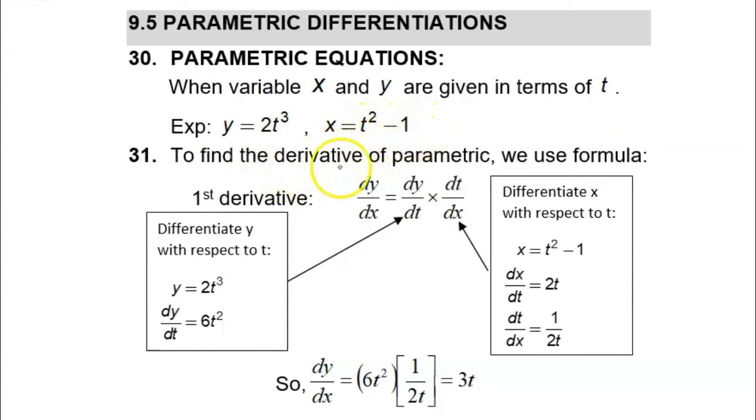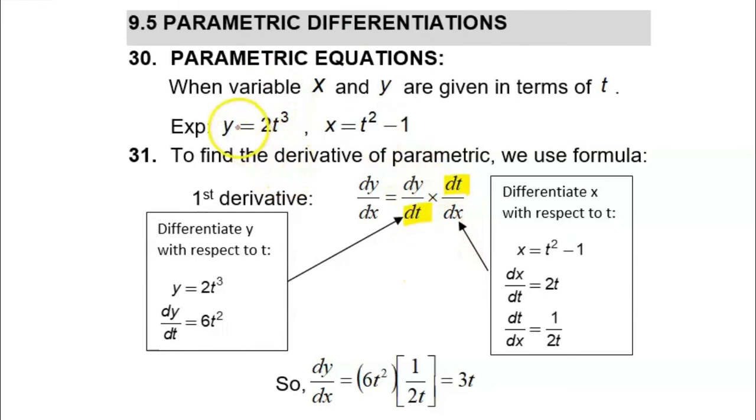In order to find the derivative of a parametric equation, we can use the chain rule formula, where dy over dx equals dy over dt times dt over dx. Notice that dt can be simplified in order to get back dy over dx.